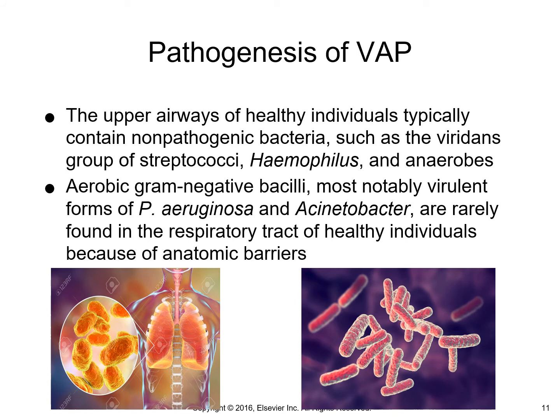Now we're looking at the upper airway, which typically contains non-pathogenic bacteria, such as the group of Streptococcus, Haemophilus, and anaerobes. Anaerobic gram-negative bacilli, most notably virulent forms of Pseudomonas and Enterobacter, are rarely found in the respiratory tract of healthy people because of our anatomic barriers. Our upper airway and glottis help protect us from transmitting that upper airway flora down to the lower airways.